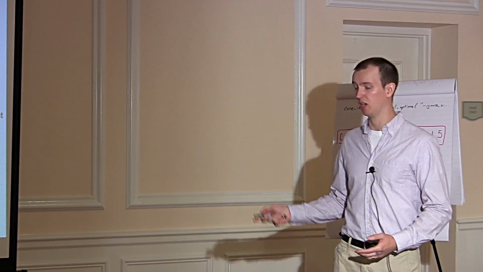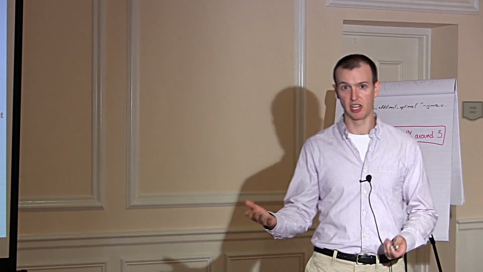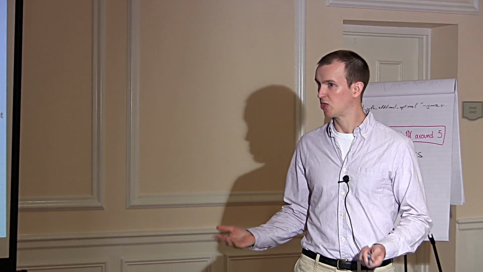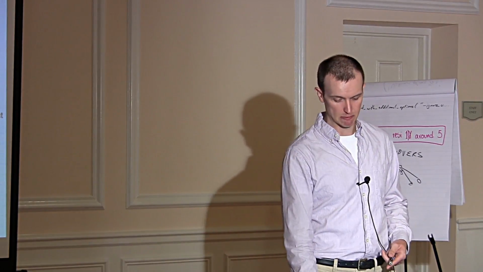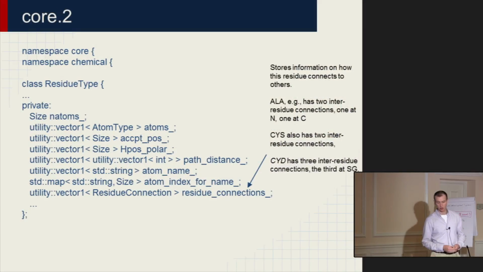Cysteine also has 2 inter-residue connections, but you might say, can't you form disulfide bonds? Couldn't you get a third? And you'd be right. But in order to do that, you'd actually need a different residue type, because now the information about how chemical bonds exist for this residue type is going to be different from, say, the canonical cysteine. So we have another one, CYD, which is the disulfided version of cysteine, which has 3 inter-residue connections.